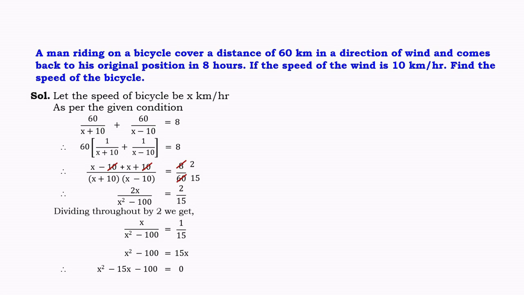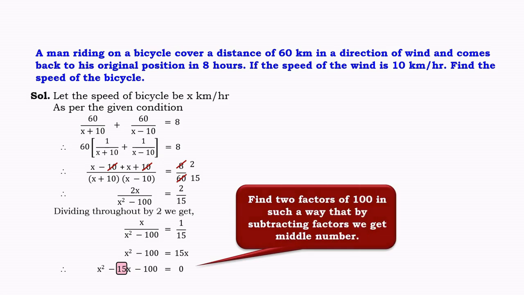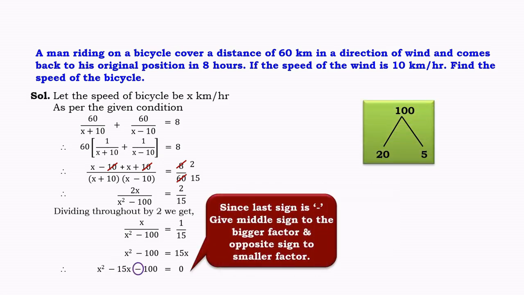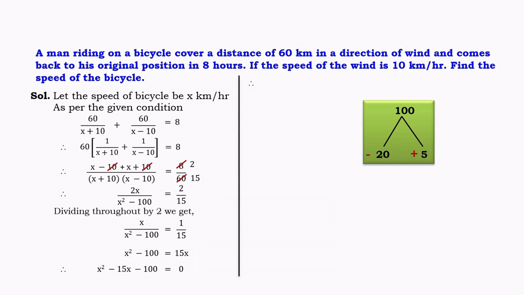Now, we need two numbers whose product is 100 and whose difference is 15. These two numbers are 20 and 5. Since the last sign is negative, we give the negative sign to the larger factor, which is 20, and the positive sign to the smaller factor, which is 5. Now, split the middle term. The equation becomes x squared minus 20x plus 5x minus 100 is equal to 0.